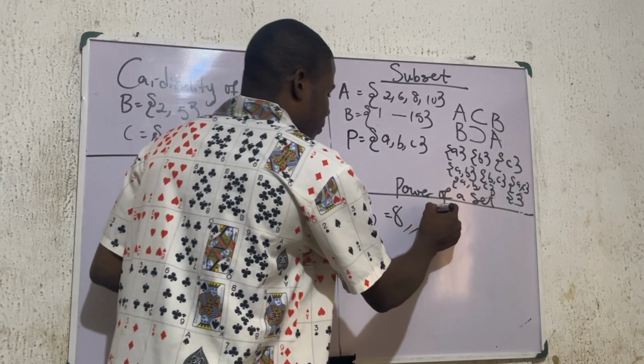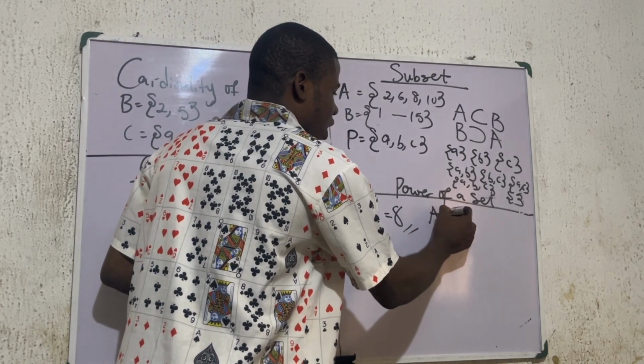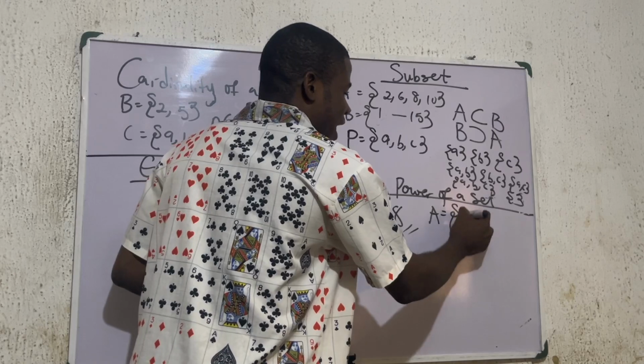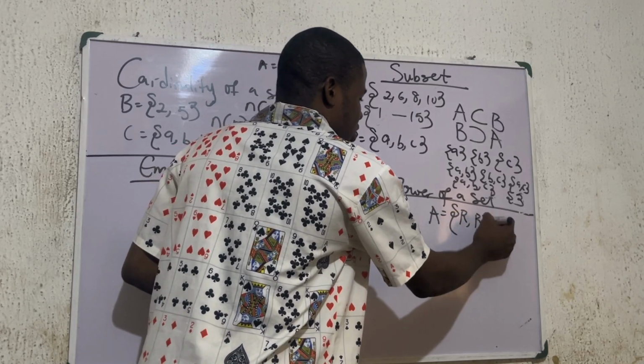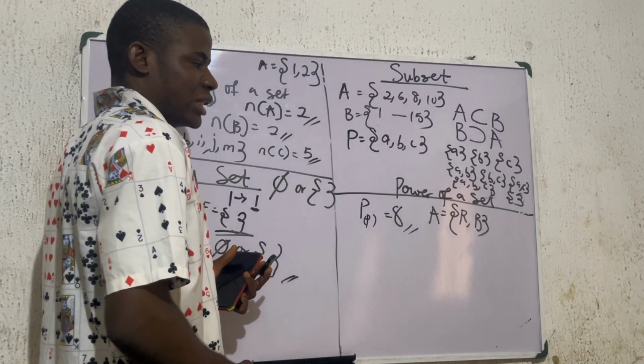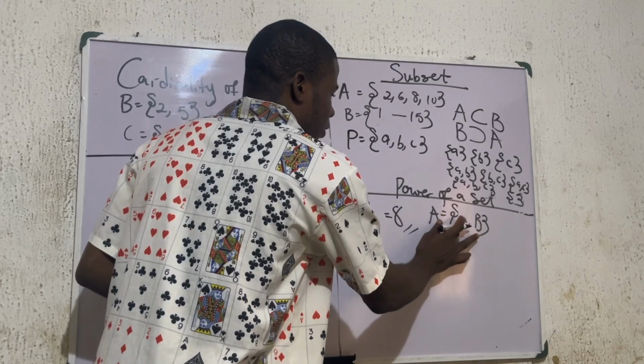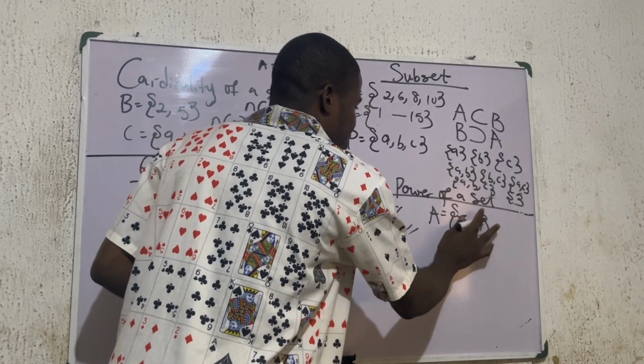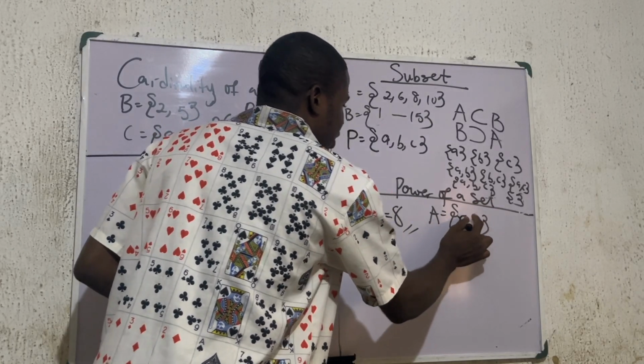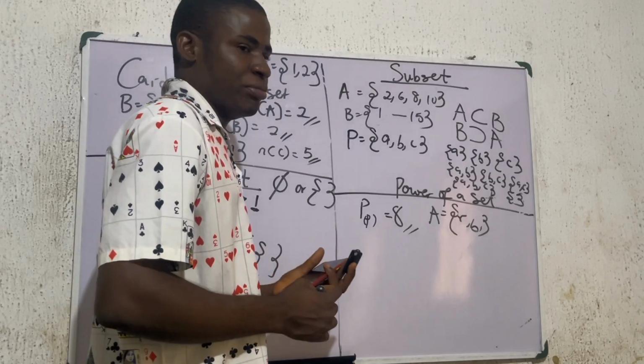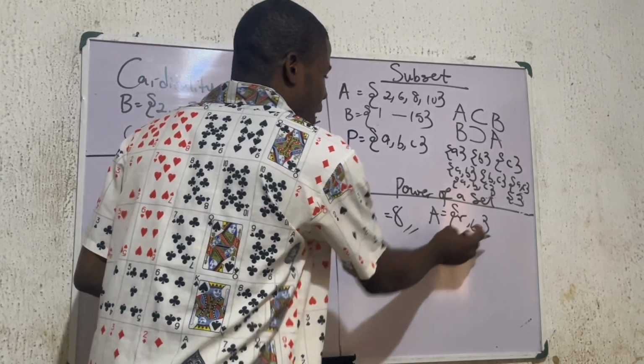Now, if I have set A, as in the elements are rice and beans. Do you understand? Then they ask me, wait, we don't put capital letters for rice and beans. We use small letters. The elements in set A are rice and beans. And then I ask you, what is the power of this set?